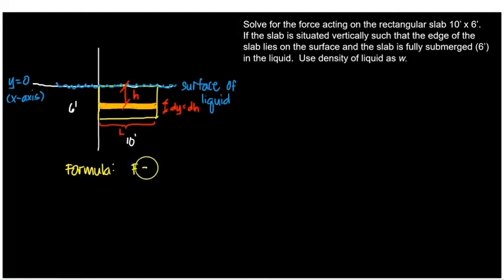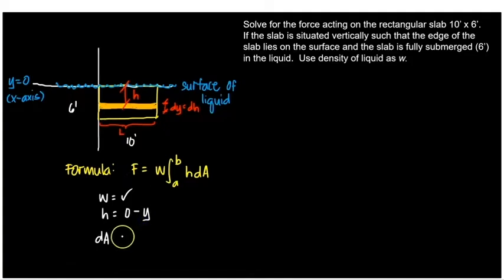Formula, force is, let's bring out the constant W, integral from A to B of H dA. Therefore, the parts that we need are W, H, and then dA. For W, that's just constant. The height would come from the y-axis, which is the top of the liquid, up to any y value. So let's just say that's 0 minus y.